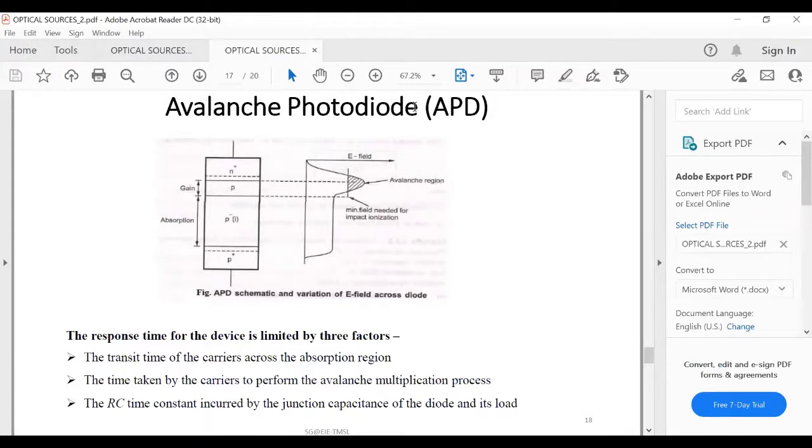Now in this avalanche photodiode, the response time is limited by three factors. The first is the transit time of the carriers across the absorption region, the second is the time taken by the carriers to perform the avalanche multiplication process, and the third is the RC time constant, which occurs due to the junction capacitance of the diode and its load. So these three main factors affect the response time.